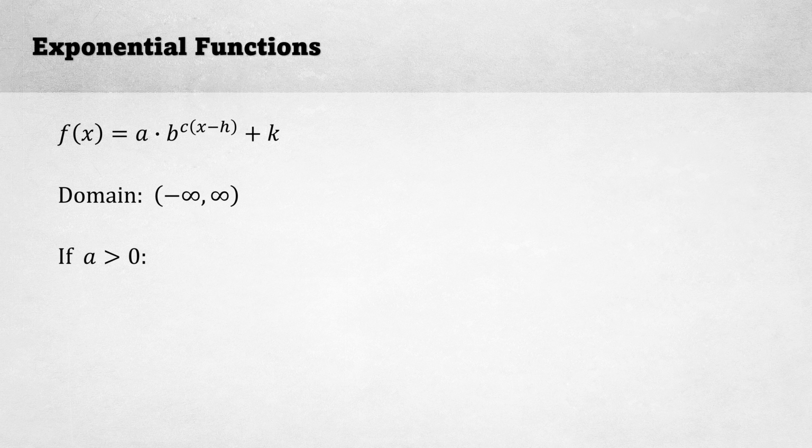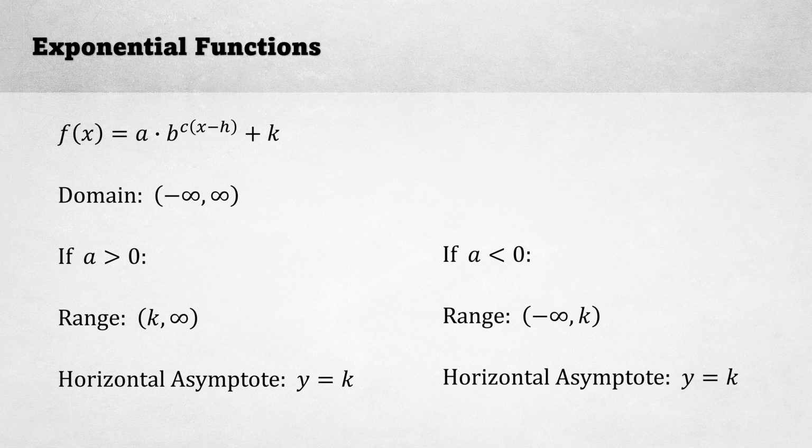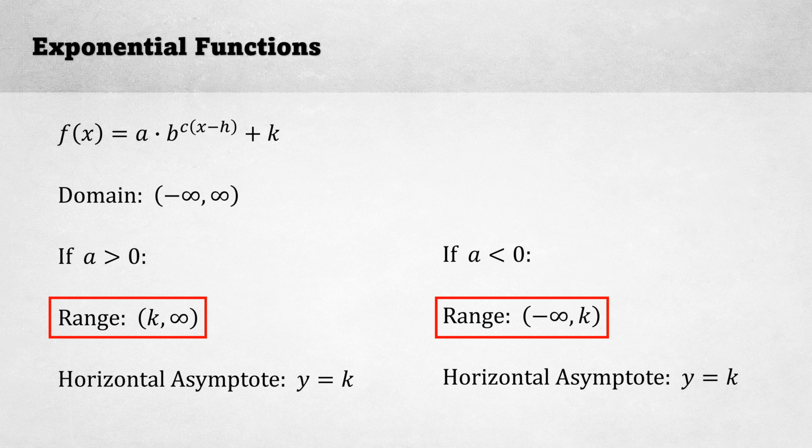Now, if a is positive, the exponential function has a range of real numbers greater than k, and therefore, since the range can never be k, there is a horizontal asymptote at y equals k. If a is negative, the exponential function has a range of real numbers less than k, and the horizontal asymptote is at y equals k. We can see that the only thing different between these cases is the range. That is because a negative value of a results in a reflection in the x-axis that only changes y values.